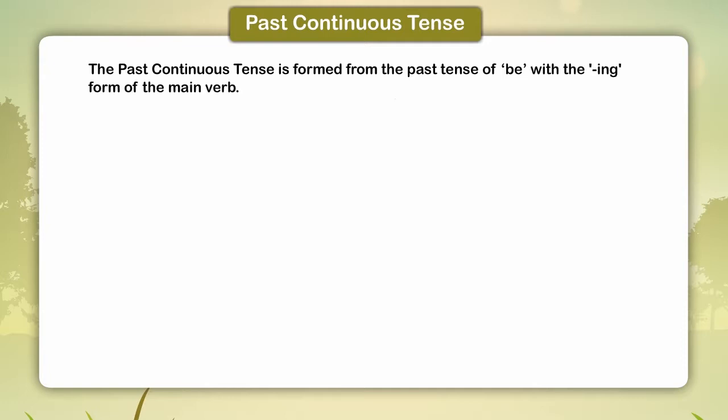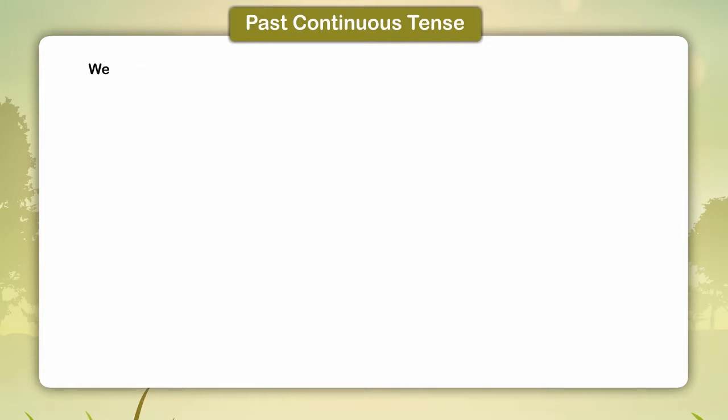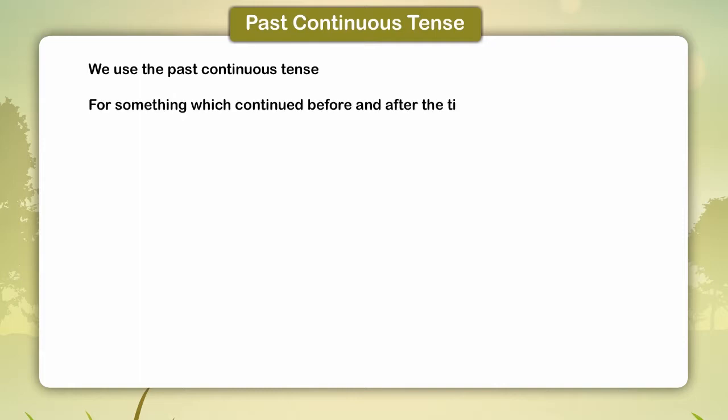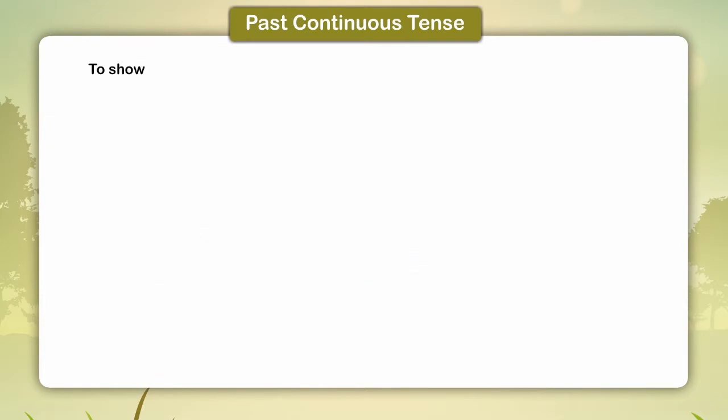form of the main verb. We use the past continuous tense to talk about actions or states which were occurring at some point of time in the past. We use the past continuous tense for something which continued before and after the time of the action. For example, the children were doing their homework when I came home, to show that something continued for some time in the past.